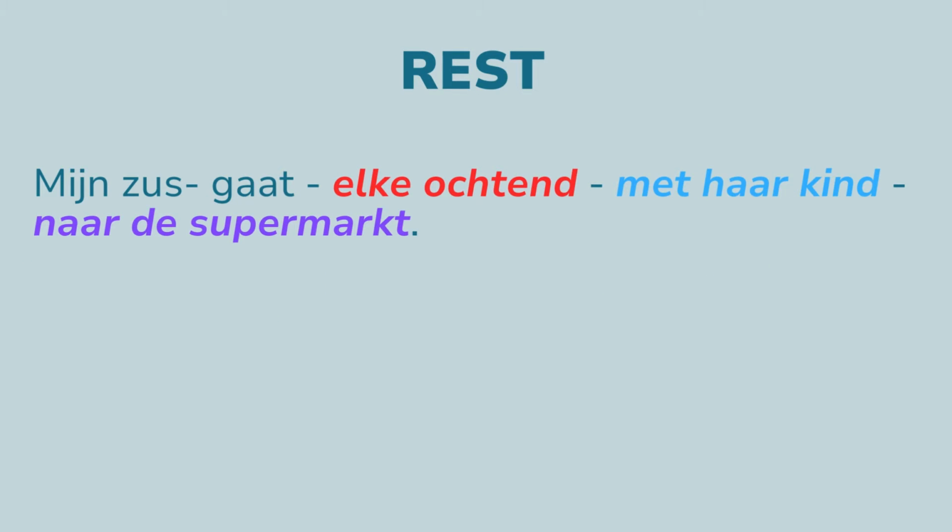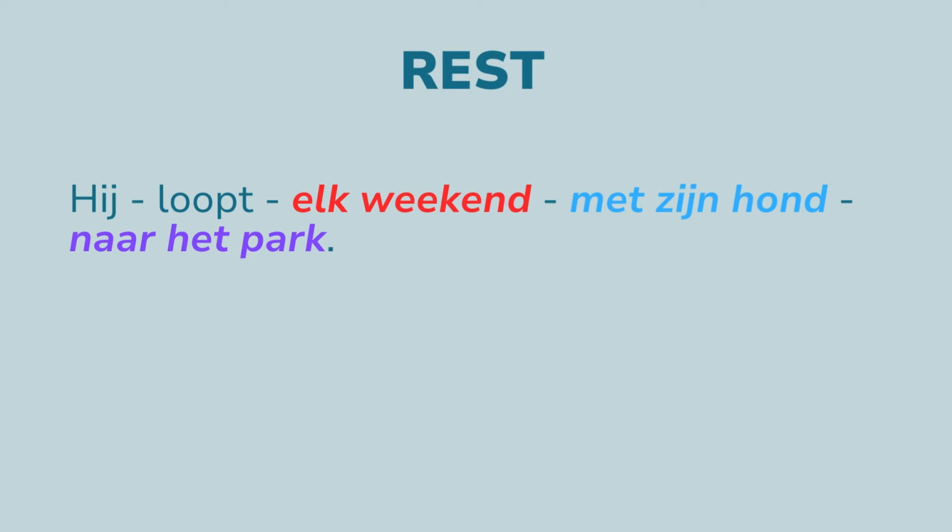So let's take a look at the first one. It's elke ochtend met haar kind naar de supermarkt. So 3 parts. First, time, elke ochtend. So every morning. Then at the end, the location, naar de supermarkt. And everything else in between. Met haar kind is manner. Then the second sentence. Elk weekend met zijn hond naar het park. Elk weekend, every weekend is time. Naar het park, that is location. Everything else, met zijn hond, with his dog, goes in between.